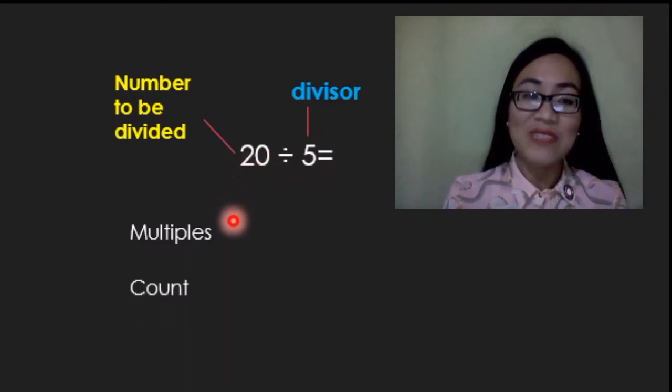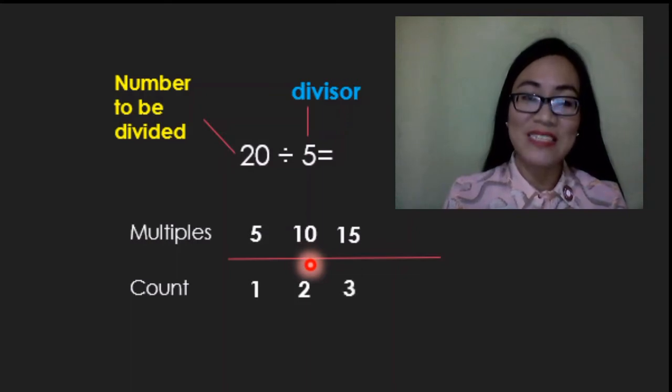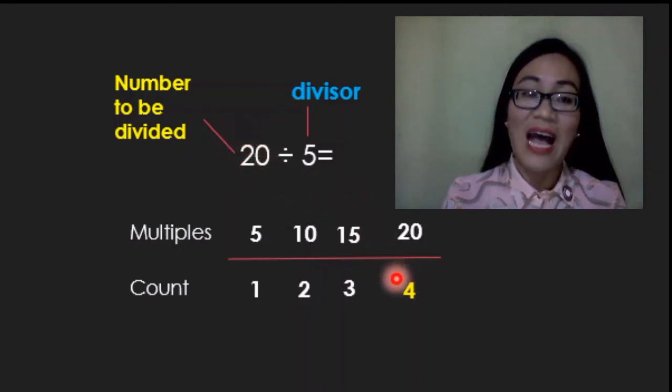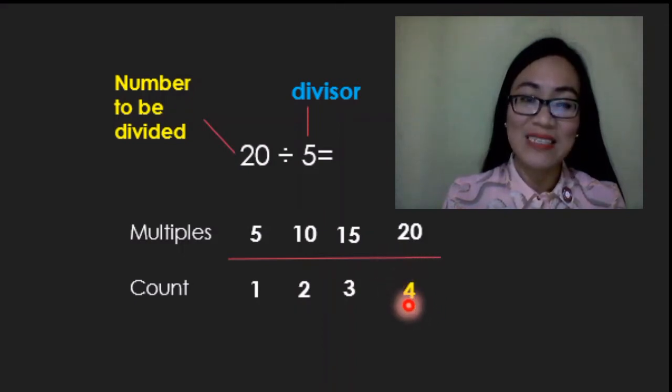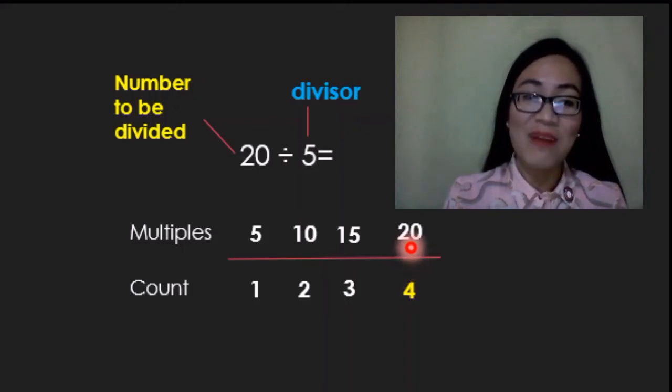Now let's do the counting. The first multiple is 5. The second multiple is 10. The third multiple is 15. And 20 is the fourth multiple. Now take note that the number to be divided is 20. So we have to stop at 20. And how many multiples did we make? We made 4 multiples. So therefore, 20 divided by 5 is equal to 4.